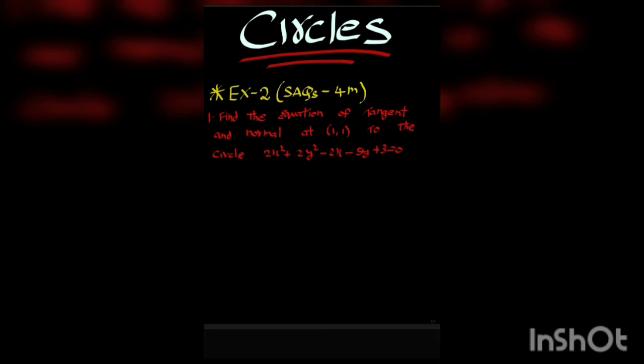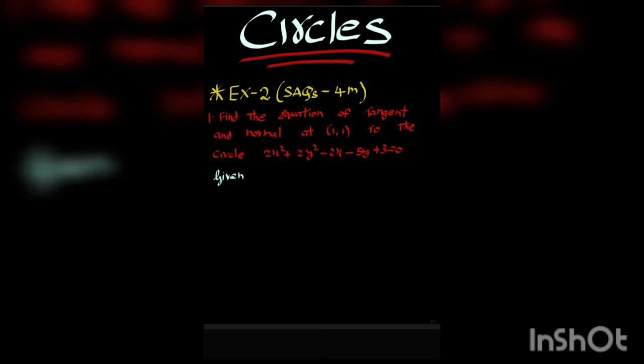So the given question is, find the equation of tangent and normal at (1, 1) to the circle 2x² + 2y² - 2x - 5y + 3 = 0. Here we have to find both the equation of tangent and normal. To find that, we have to find the values of g and f. So see the solution.